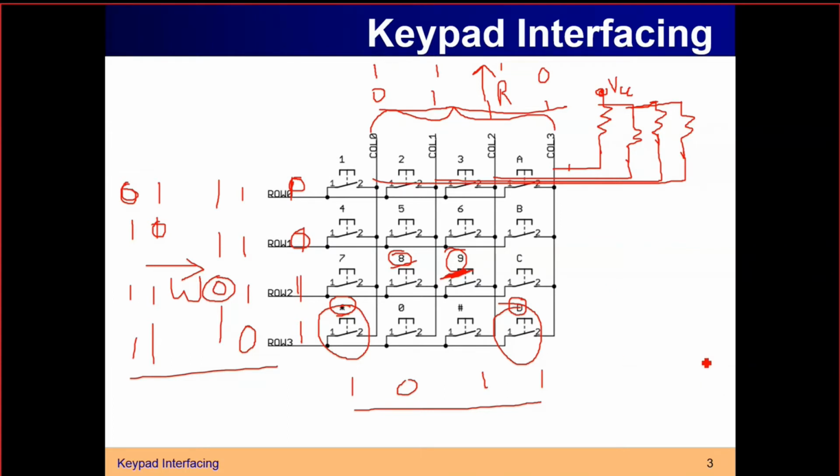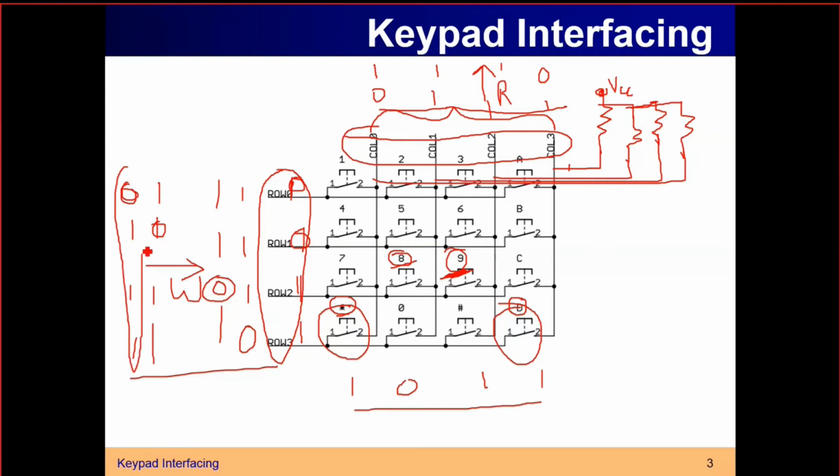Any doubt? So first of all, what should I do? I need to make these pins as output, these pins as input. That is the first step. Then what should I do? I need to write the first value 0 1 1 1 to this output. After that, what will I do? I will read from here. If all are ones, I will write the next data.